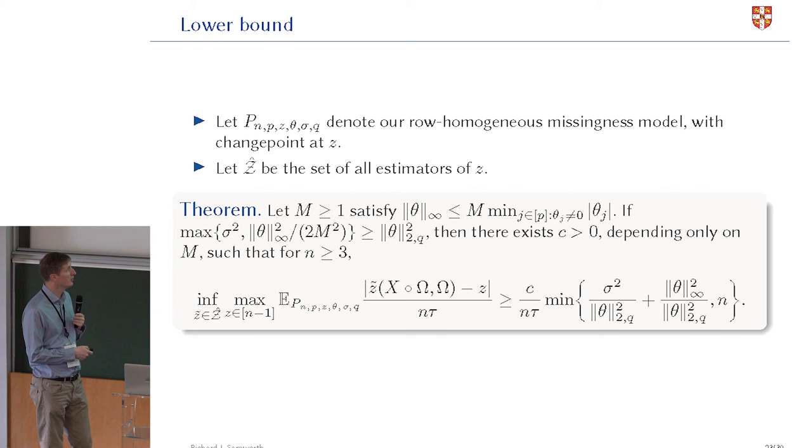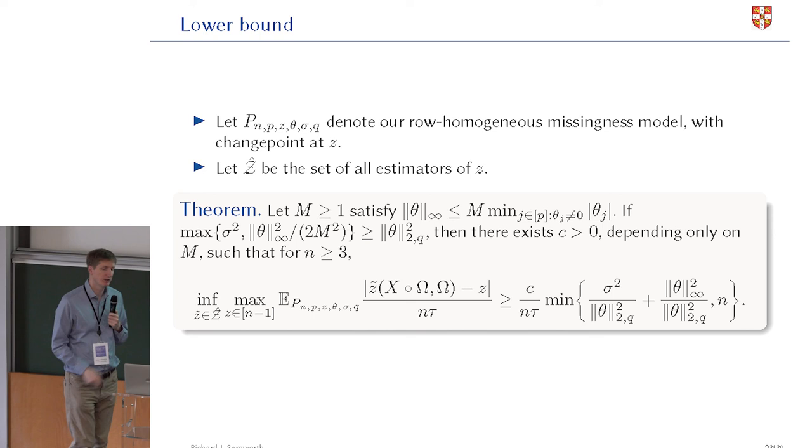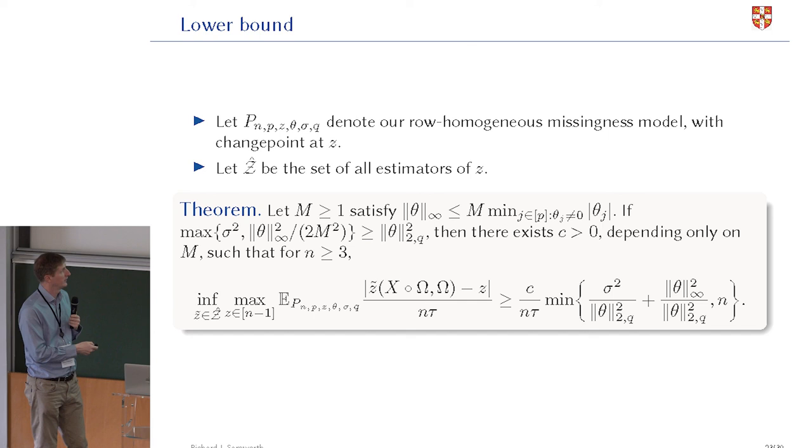It has an additional restriction. This restriction with the M here is saying that we're asking for each of the signal coordinates to have comparable magnitude, so not wildly different signal strengths in different coordinates. And then we're getting exactly the same terms cropping up here.